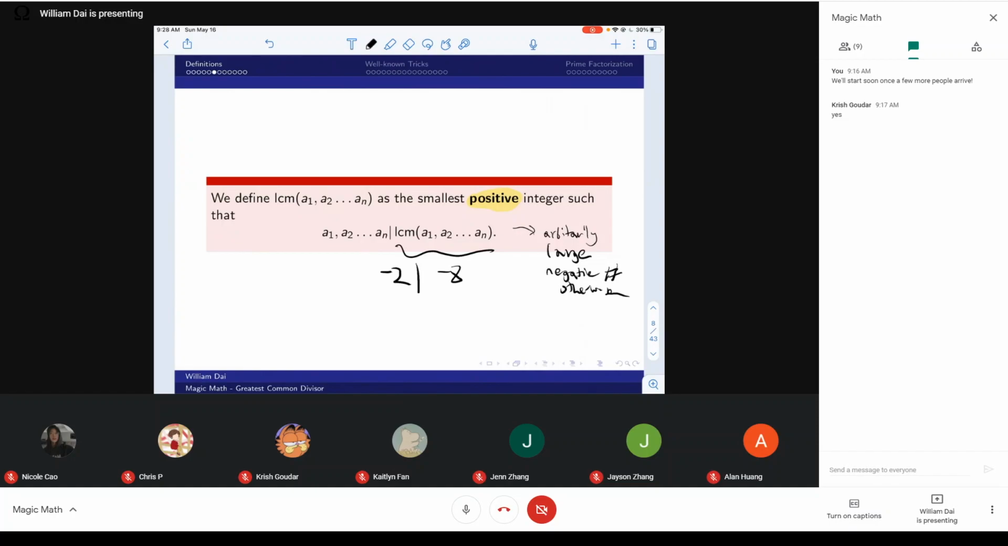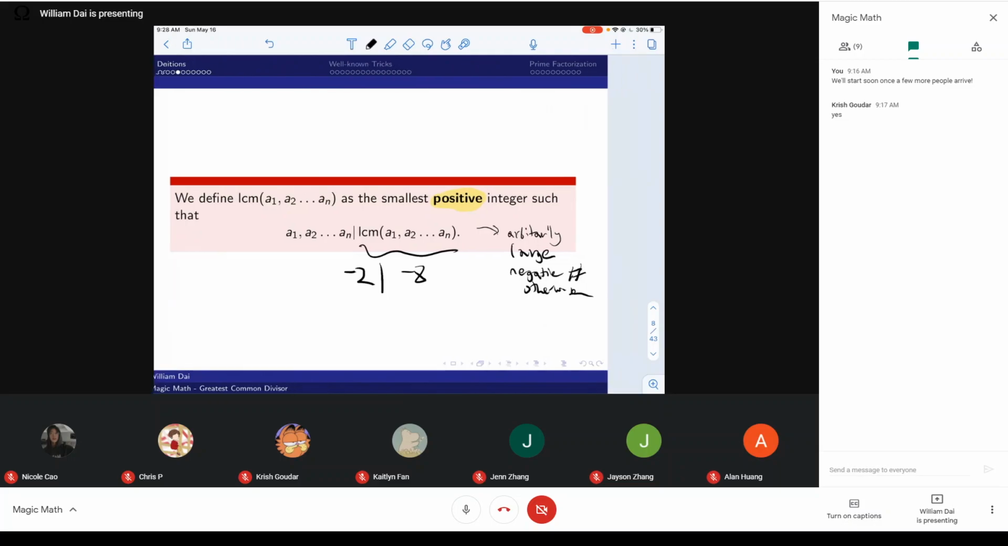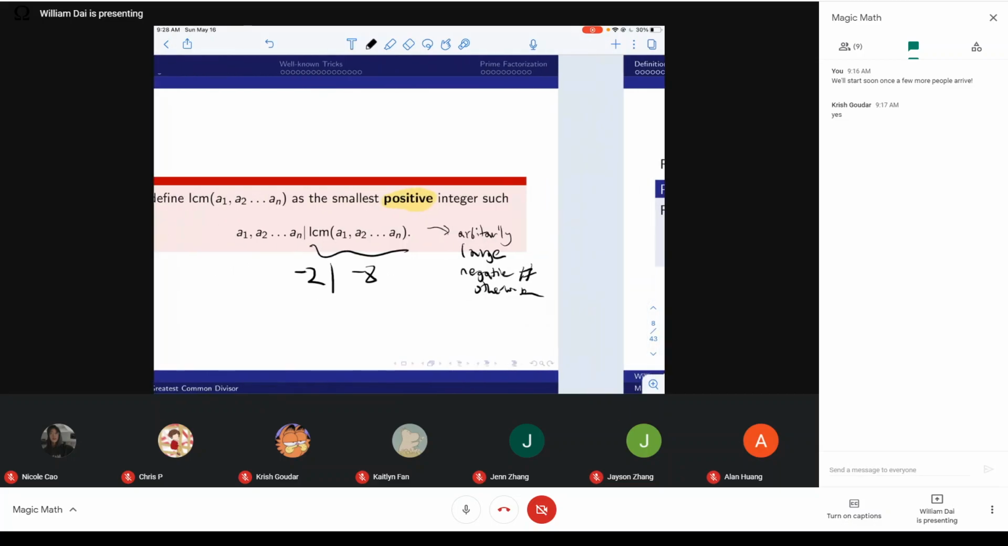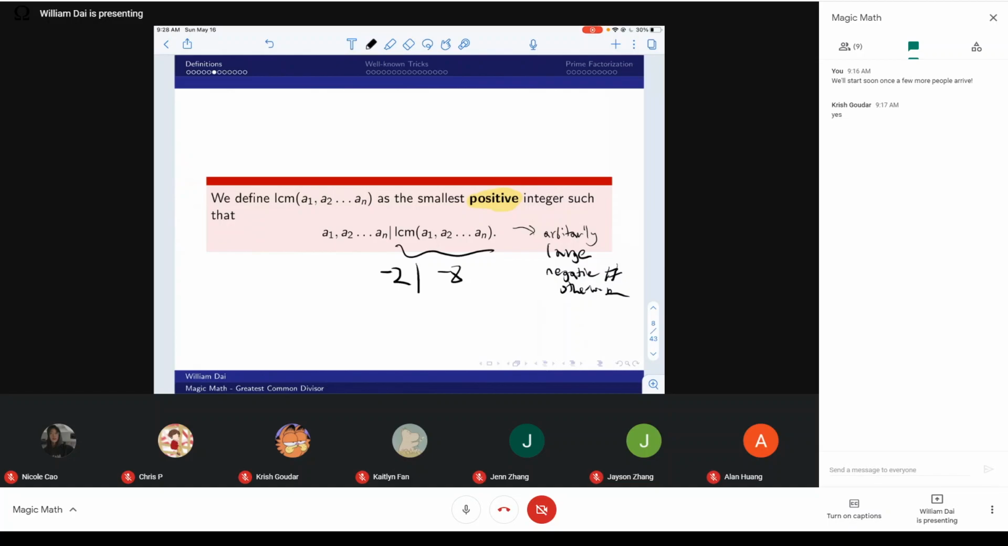Okay, and here's the actual definition. So the least common multiple of this set of integers is the smallest positive integer such that all of these numbers are a divisor of this least common multiple. It's a really similar definition to the greatest common denominator, except it's flipped.